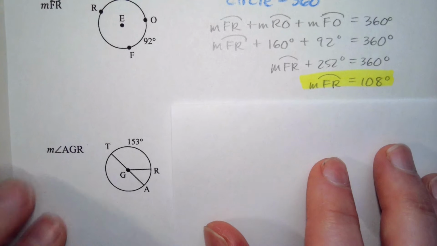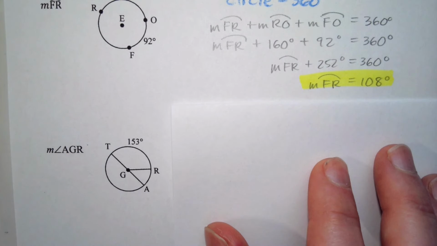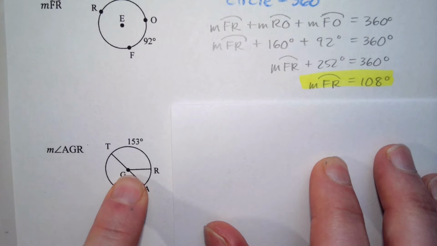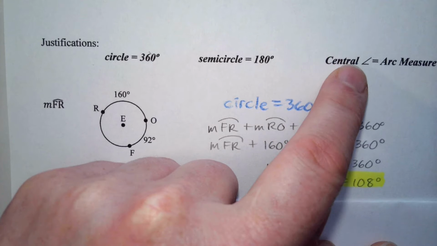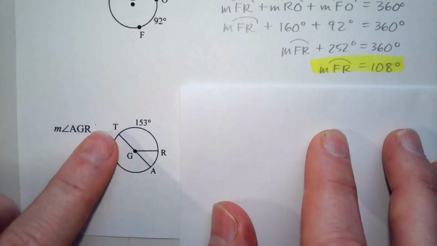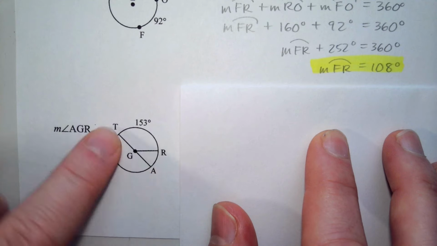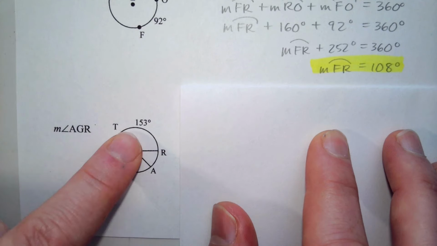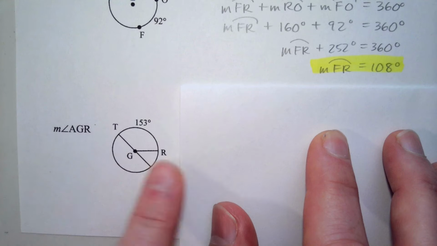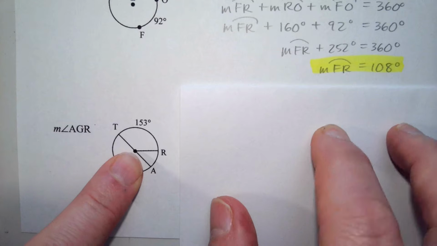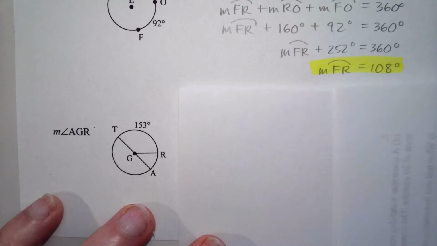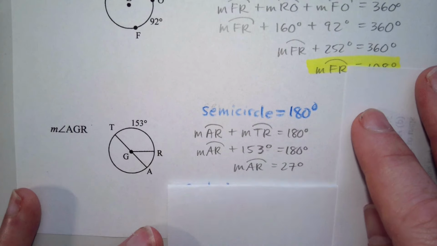Solve for the measure of angle AGR. Well, AGR is a central angle, so I will probably be using that one up here. Okay, the central angle equals arc measure. To plan it ahead, I do know TA is a diameter. I know an arc, so I can use semicircle to find AR, and then I could use the central angle equals arc measure. Okay, so here is my work on that.